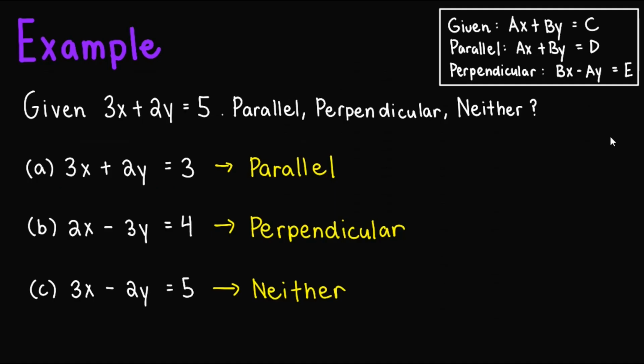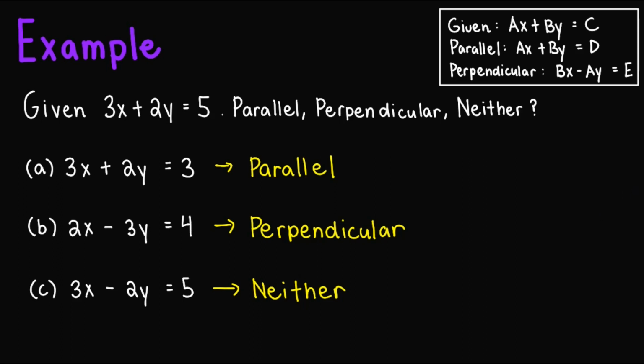So these are our answers for this example. Again, the first one is parallel, the second one is perpendicular, and the last one is neither. So as you can see, without even converting it to the slope-intercept form, just by simply looking at the standard form, we can quickly determine if a line is parallel, perpendicular, or not.